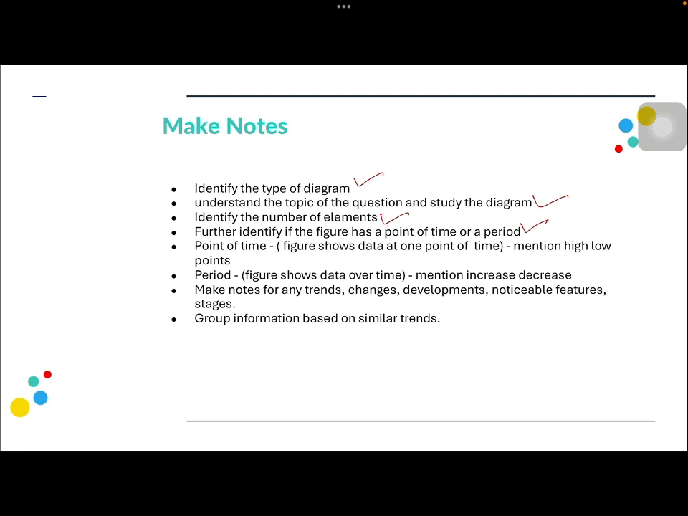All right. Then make notes for any trends, changes, developments, or noticeable features, and group information based on similar trends. So this is what we have done so far for this question.